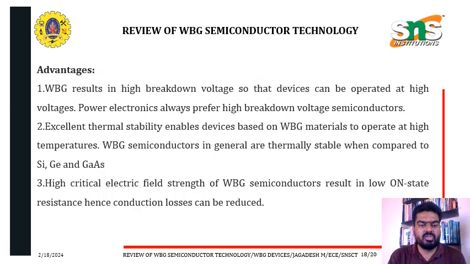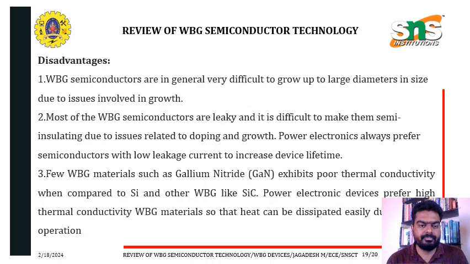The advantages: the wide bandgap results in a high breakdown voltage, so that the device can be operated at high voltage. Power electronics always prefer high breakdown voltage semiconductors. Excellent thermal stability enables devices based on WBG material to operate at high temperature. WBG semiconductors are in general thermally stable when compared to Si, Ge, and GaAs. The high critical electric field strength of WBG semiconductors results in low on-state resistance, hence conduction losses can be reduced.